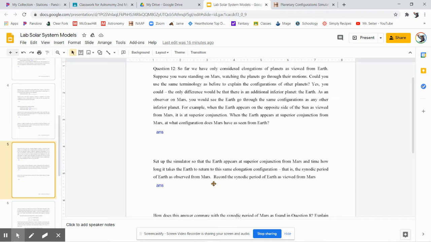For example, when the Earth appears on the opposite side of the Sun, as viewed from Mars, it's at superior conjunction. When the Earth appears at superior conjunction from Mars, at what configuration does Mars have to be seen from Earth? Let's check it out.